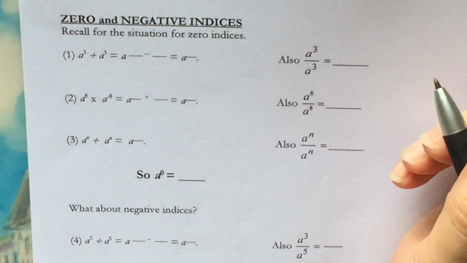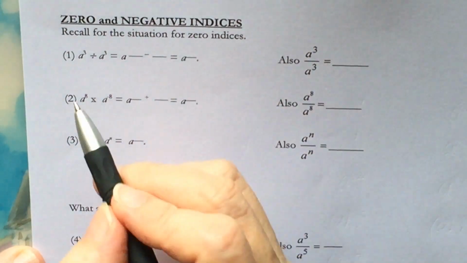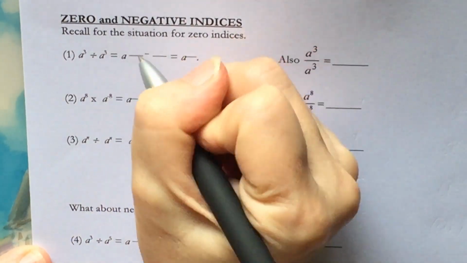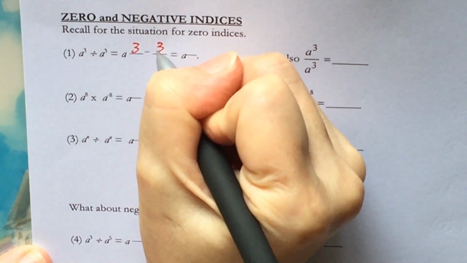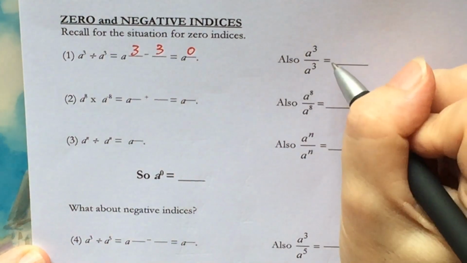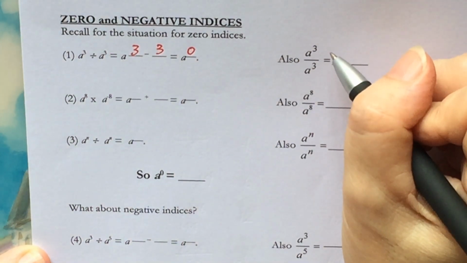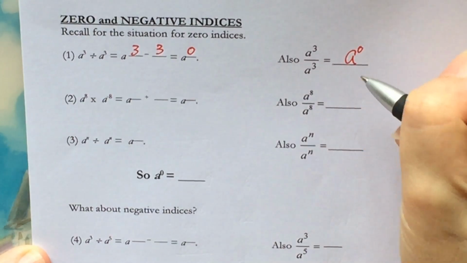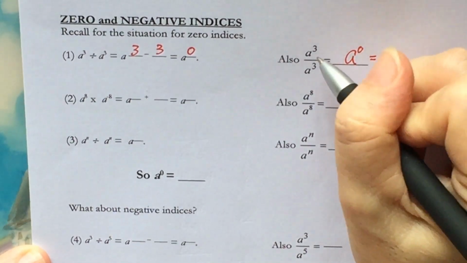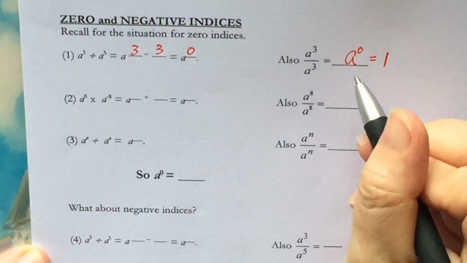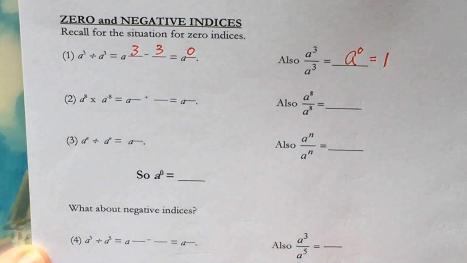A to the power of 3 divided by a power 3, so we will have a to the power of 3 minus 3, and so it's a power 0. So we can say that a power 0 is, this is a power 0, but you can also say that a power 3 divided by a power 3 is actually equal to 1. So therefore a power 0 is actually 1.